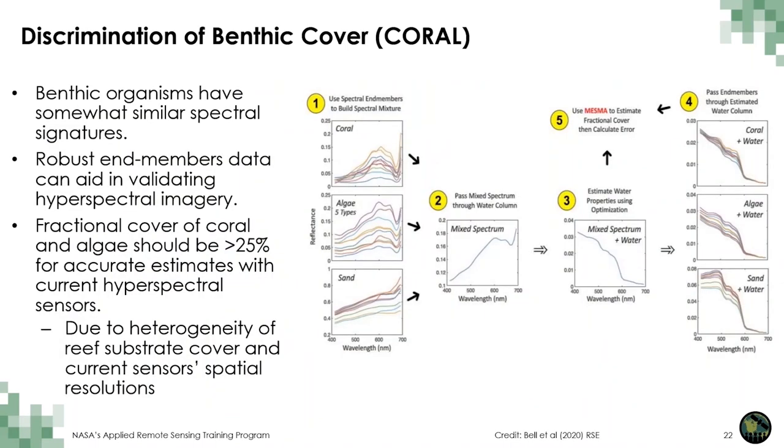Now, previously, we saw a graph with some reef benthic components and their spectral similarities or differences, as well as some of the data collected by the CORAL project team. In a recent paper by Tom Bell and colleagues, including some of the co-investigators of the CORAL team, they simulated the ability of a space-borne hyperspectral sensor to accurately map the fractional cover of coral reef benthic classes under different water quality conditions and depths using a semi-analytical process, the HydroLight radiative transfer model, and a multiple endmember spectral mixture analysis, or MESMA, to estimate cover.